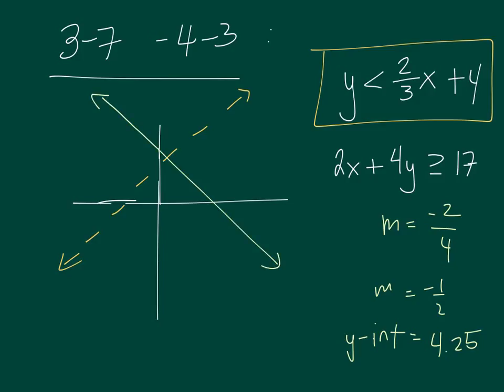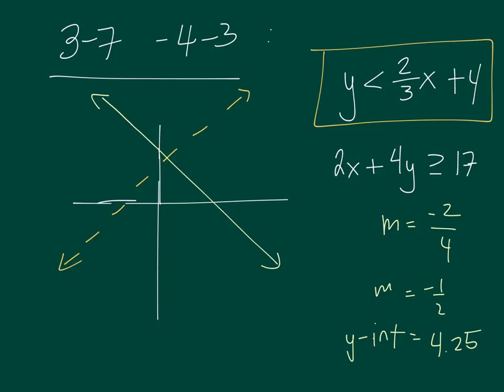So notice, I'm pointing to it so you can see. This y-intercept is just above this y-intercept. This is a y-intercept of 4. This is a y-intercept of 4.25 from here. This is a negative slope, so I generally just drew a negative, or sloping, line that's negative.